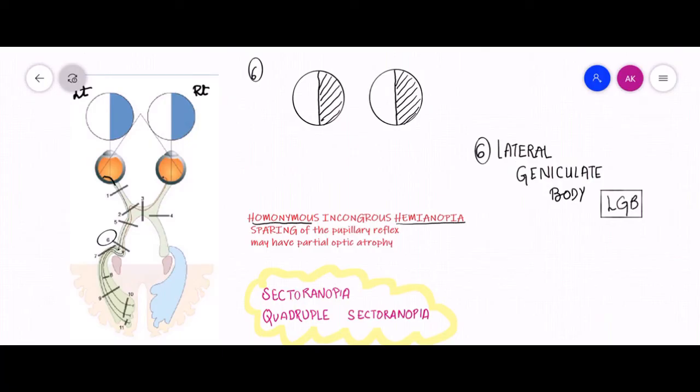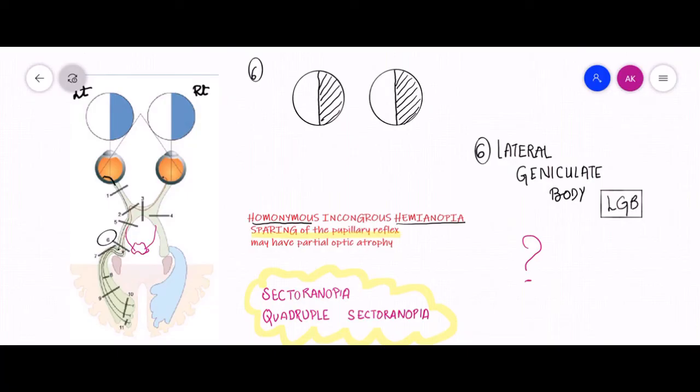But there is a difference between the visual field defect of the optic tract and that of the lateral geniculate body, although both cause homonymous hemianopia. The difference is that in the lateral geniculate body, there will be sparing of the pupillary reflex. And why is it so? Because, as we have already seen, the pupillary fibers come out of the optic tract and go to the superior colliculus in the midbrain much before the lateral geniculate body. So the lateral geniculate body does not receive any pupillary fibers, because of which the pupillary reflex is not affected in lateral geniculate body lesions.